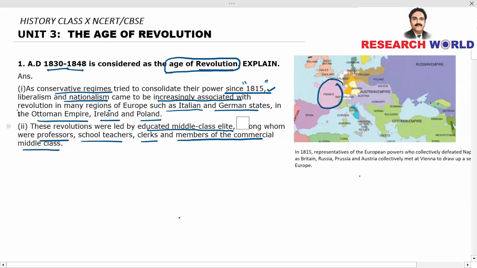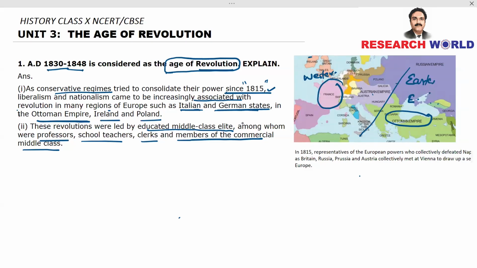In many regions of Europe, and mostly this was found in Italy, German states, and in the Ottoman Empire. Ottoman Empire was a huge empire which was extending from the eastern side of Europe. So this can be taken as the western side of Europe, and this could be the eastern part of Europe, and to some part of Africa on this side, and it extended to the Middle East. Middle East means the Asian part, like Turkey, Jordan, Iran, those portions. So many of these regions were coming under the Ottoman Empire.